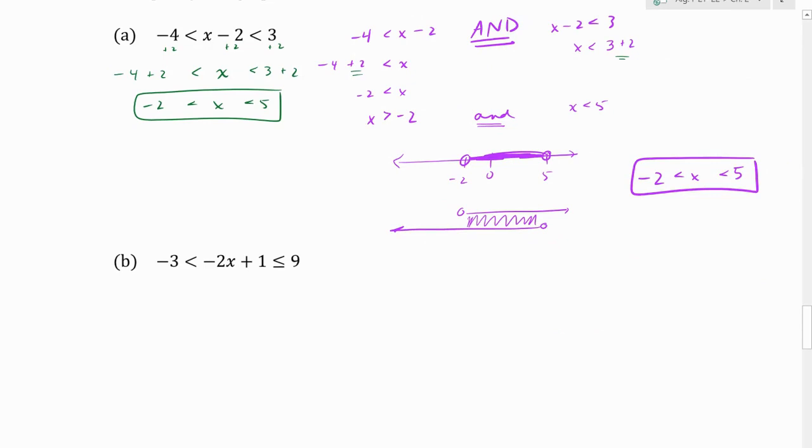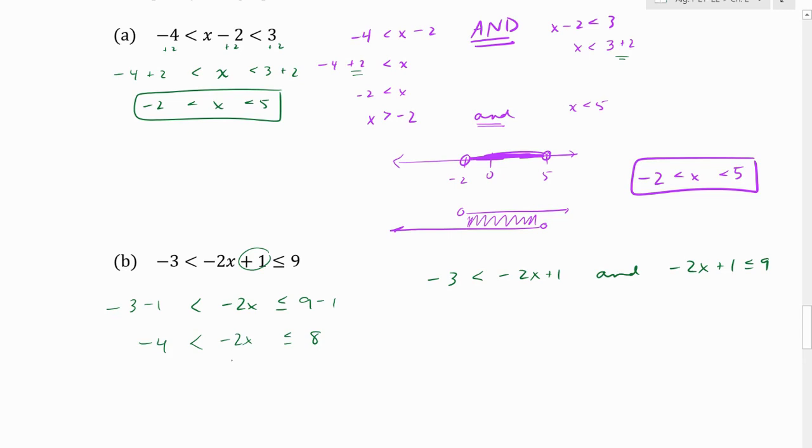Okay, so this one, I could break it up in two parts. I could say that negative 3 is less than negative 2x plus 1, and at the same time, negative 2x plus 1 is less than or equal to 9. I could do that. Or I could look and see, okay, negative 3 is less than 9. That's true. So I know I've got some number in here between those two, and that's definitely possible. So what I'm going to do is the shortcut. I'm going to leave the negative 2 in here. Get rid of that plus 1. So I'm going to subtract 1 from everything, which gets me to here.